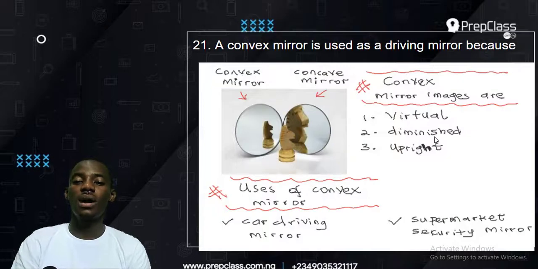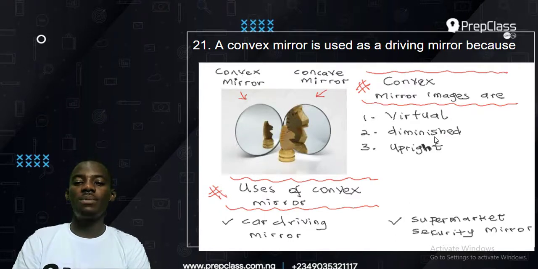Okay, so this is a convex and concave mirror. You know, a convex mirror has a smaller image, that's a diminished image, while a concave mirror has a magnified image. So the properties of images formed by a convex mirror are that number one, they are virtual. That means they are not real. Then 2, they are diminished, and 3, they are upright.